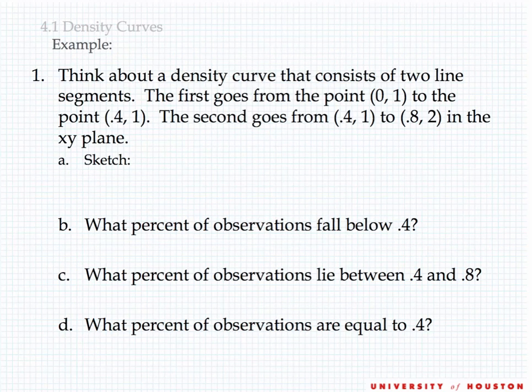Let's think about a density curve that consists of two line segments. The first one goes from the point (0, 1) to the point (0.4, 1). The second goes from that point, (0.4, 1), to (0.8, 0) in the xy plane. Let's sketch the graph.